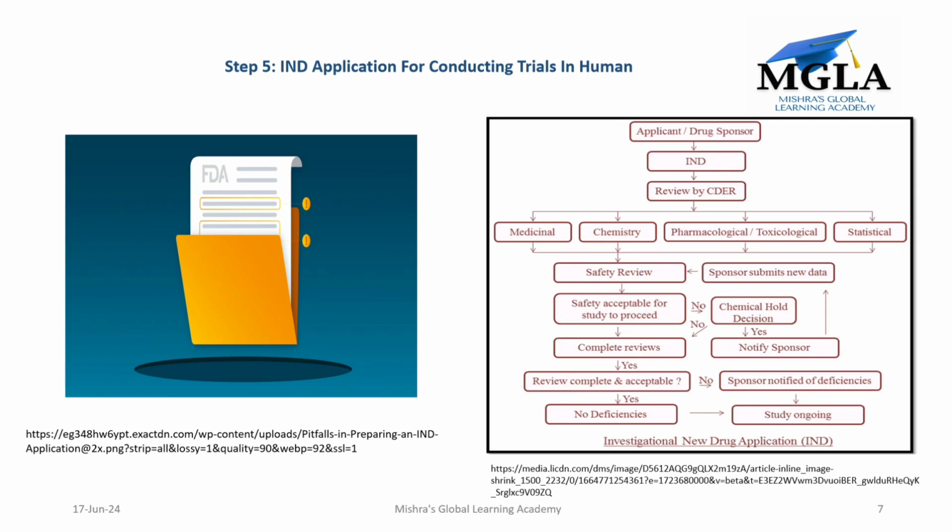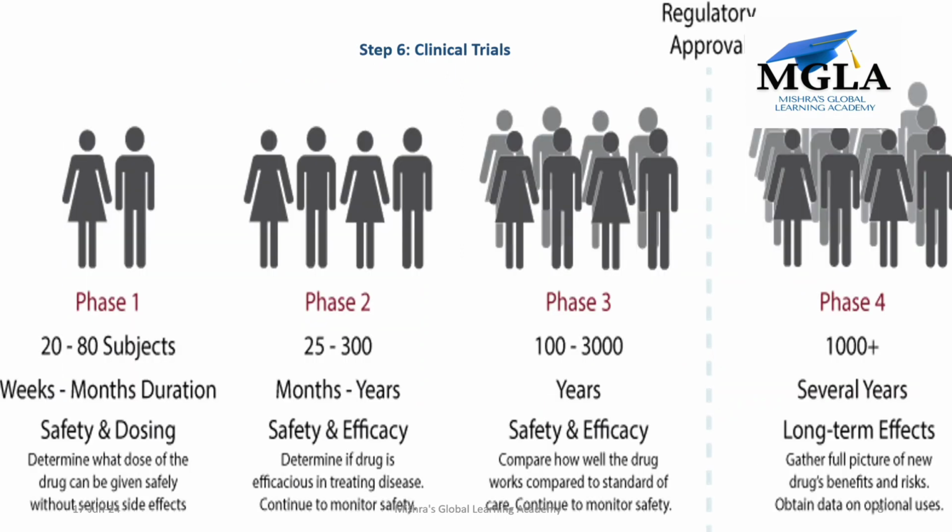Step 6. Clinical trials. Clinical trials are conducted in 3 phases. Phase 1. The drug is tested on a small group of healthy volunteers to assess its safety, dosage, and side effects. About 70% of drugs move past this phase.